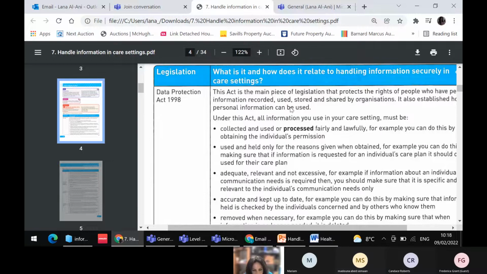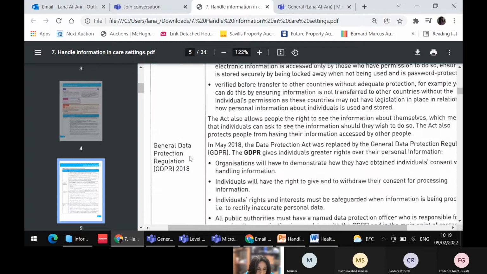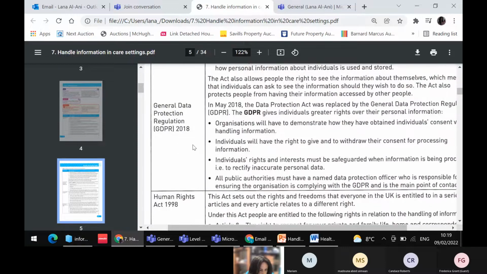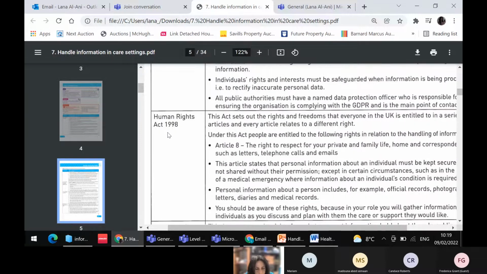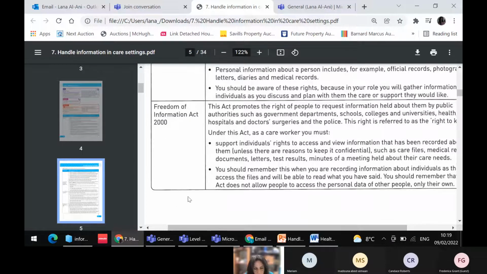However, you see all this description here? You can just rewrite it in your own way. Just make it small, short, straight to the point. So first, you need to put all the legislation, which is Data Protection Act 1998, General Data Protection Regulation 2018, Human Rights Act 1998, and Freedom of Information Act 2000.